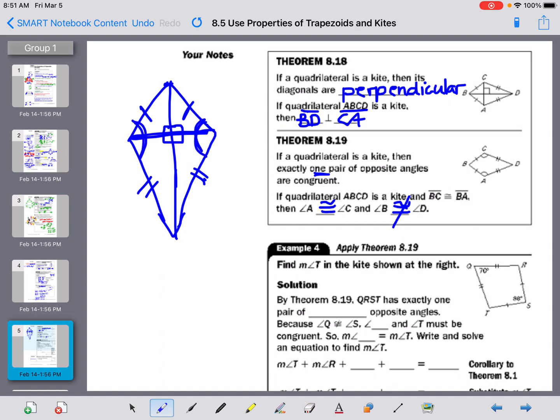I want to add just a little thing. The congruent angles touch non-congruent sides, okay? Do you see how I have a 1 mark and a 1 mark, and then a 2 mark and a 2 mark? That's where my congruent angles have to be, between the sides that are not congruent.